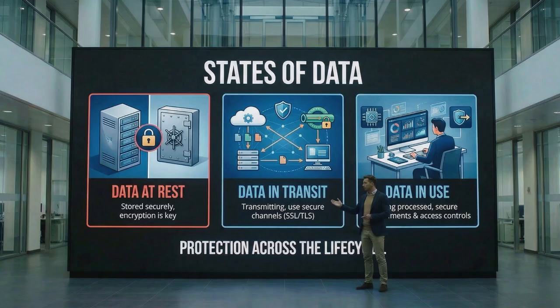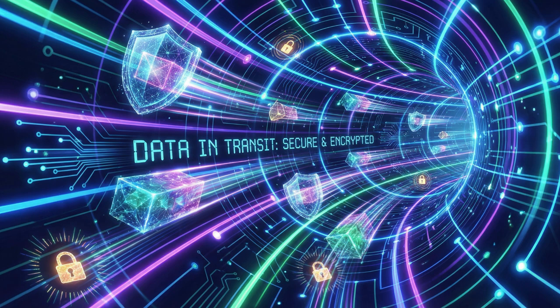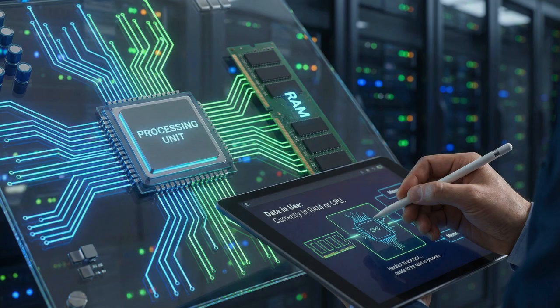Before we wrap, we have to talk about the states of data. 1. Data at rest. This is data sitting on your hard drive. We protect this with full disk encryption using AES. 2. Data in transit. This is data moving over the network. We protect this with TLS or IPsec. And 3. Data in use. This is data currently in your RAM or CPU. This is the hardest to encrypt because the computer needs to read it to process it.